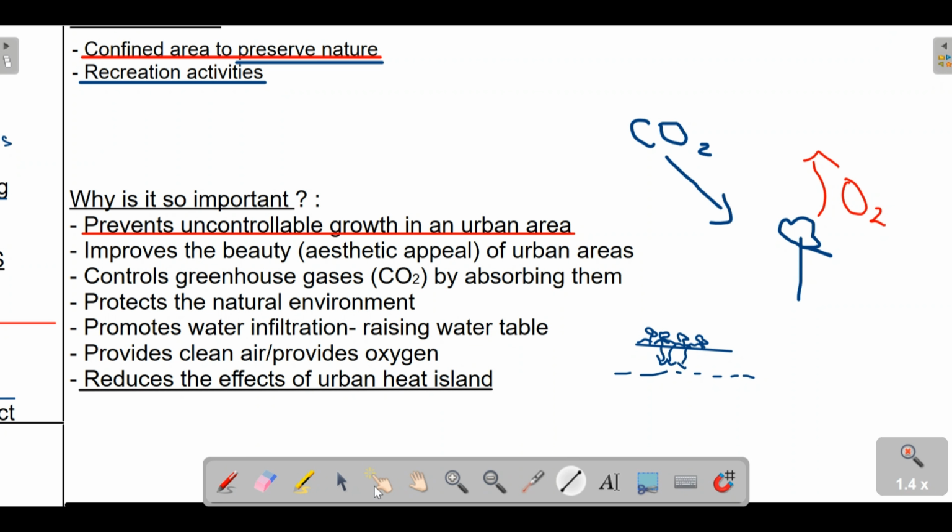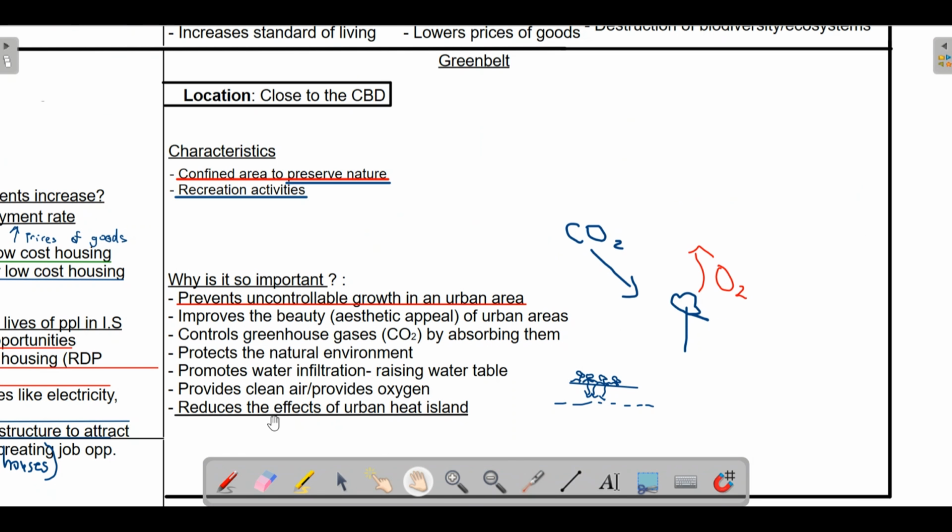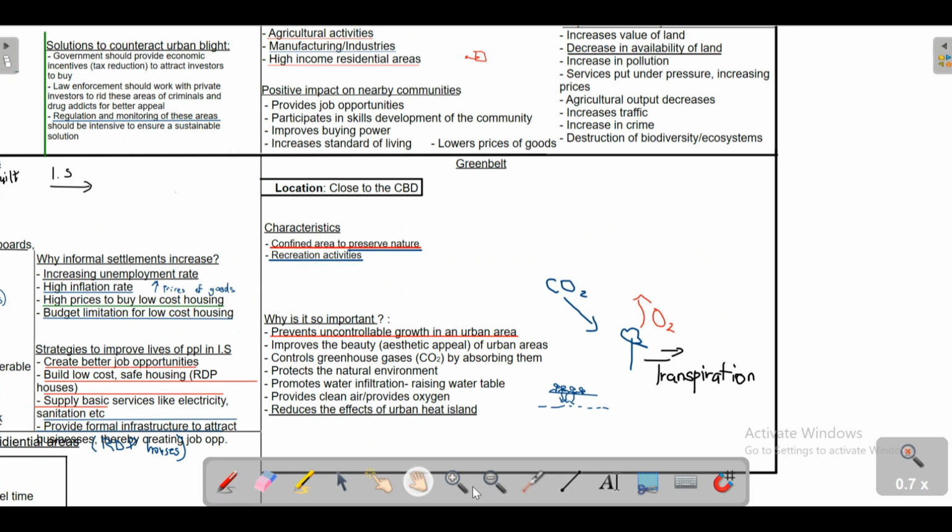This reduces the effects of urban heat island because, number one, it absorbs these greenhouse gases, which would definitely increase the temperature by absorbing the extraterrestrial radiation. And number two, the plants transpire, right? This is a process whereby the plants release water as water vapor, and this basically cools down the plants and also the surrounding area. So through transpiration, they contribute to the cooling down of the urban area. So that is important, guys, in fighting against urban heat island.